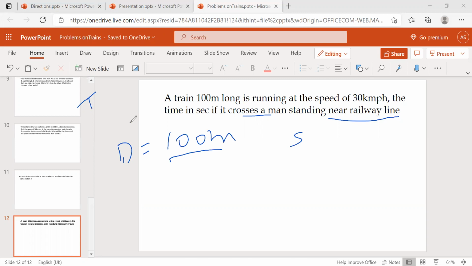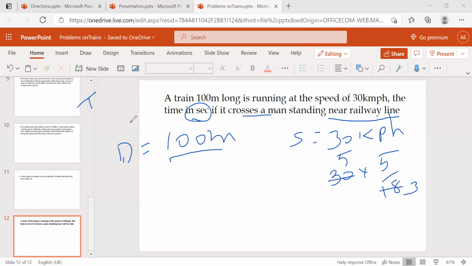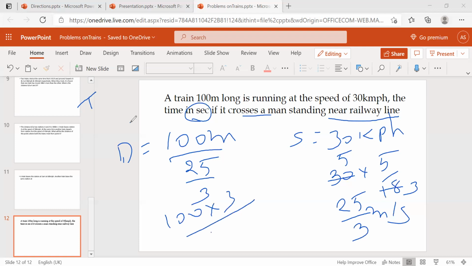So 100 meters, and speed is 30 kilometers per hour. But they're asking in seconds, right? Time in seconds. So we need to convert this into meters per second. 30 into 5 by 18. 6 threes, 6 fives. So 25 by 3. Am I right? Now, this is meters per second. Now we have the time. 25 by 3. So it's nothing but 100 into 3 by 25. It's nothing but 4 into 3.